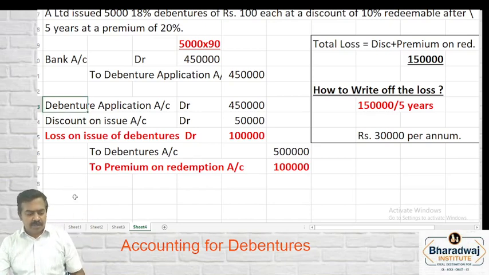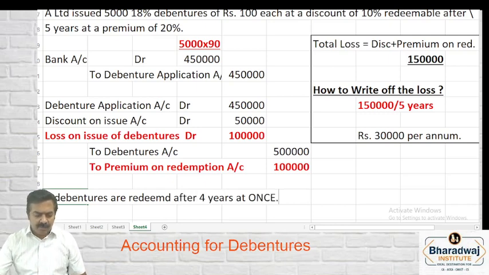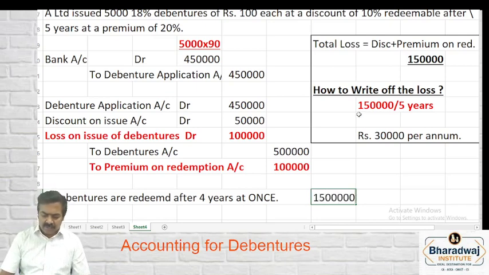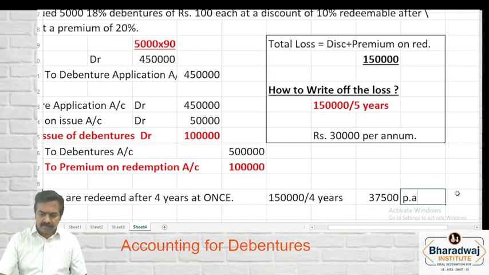Same question, I am just making a change. If debentures are redeemed after 4 years at once, the same 1,50,000 divided by 4 years. How much will it come? 1,50,000 divided by 4 years, 37,500 per annum.